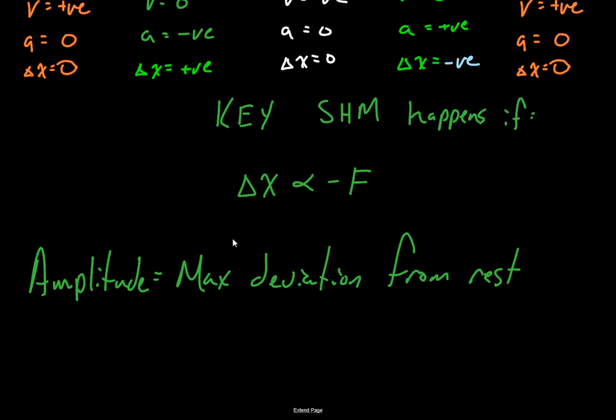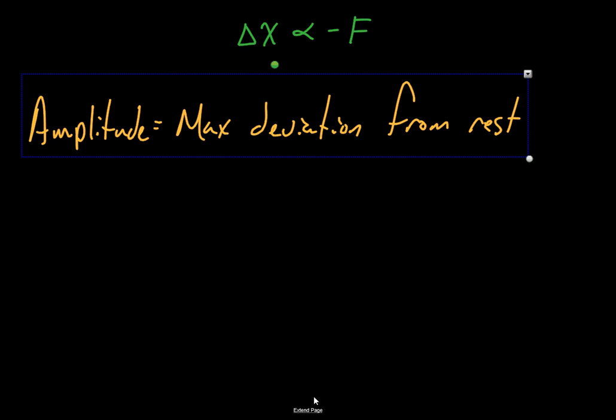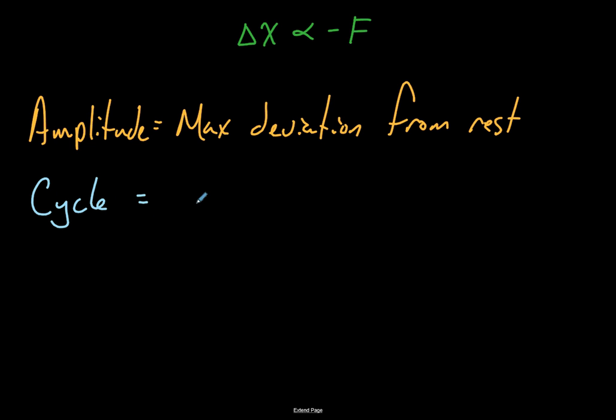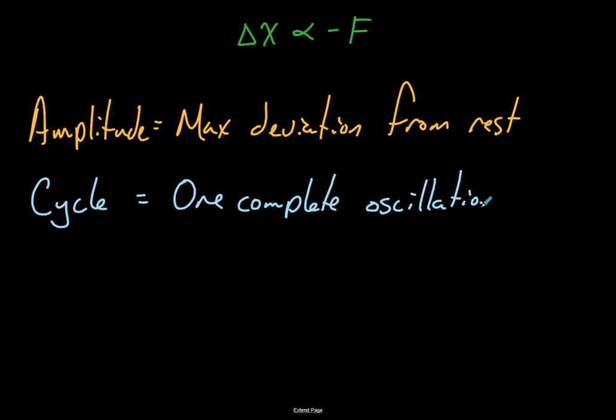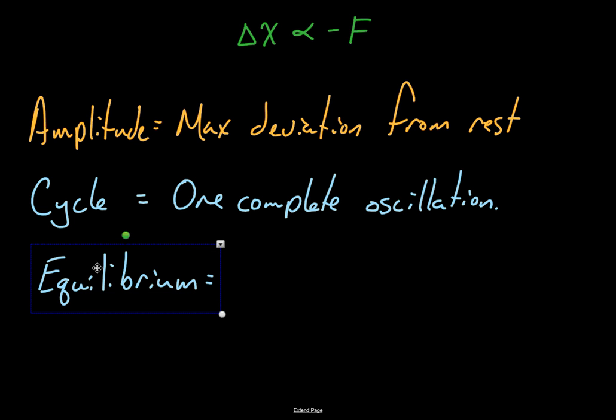If you guys have done your unit circle stuff and all that, you're probably already anticipating what you're going to see there. So we've got that. Cycle equals one complete oscillation, which is what we kind of diagrammed above. Consider that one complete oscillation. Equilibrium is just its rest position.